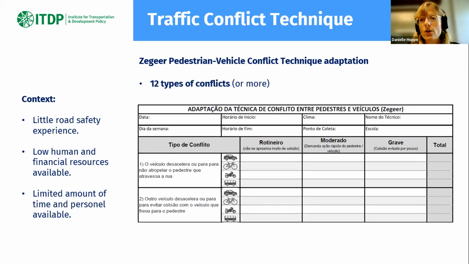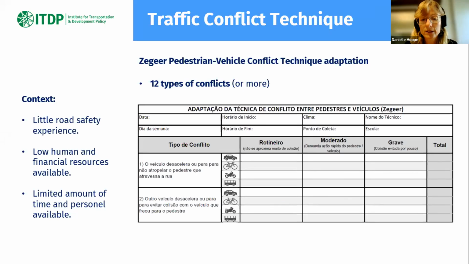And what was our context and why did we choose that? Because we had a group with little road safety experience. We had low financial and human resources available. It's a small team at the agency, and they are always overwhelmed with work. So we don't manage to get them a full week of training, for example. So it's a very limited amount of time and personnel available.